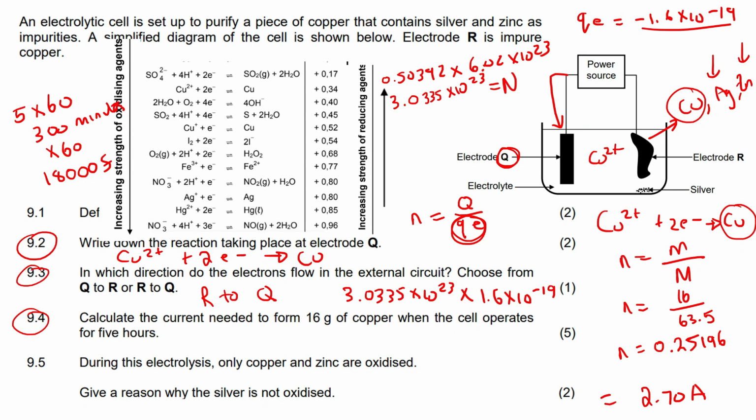Okay, let's carry on. During this electrolysis, only copper and zinc are oxidized. Give a reason why the silver is not oxidized. Oh, that's a good question. But look, this was the last question from this exam paper.